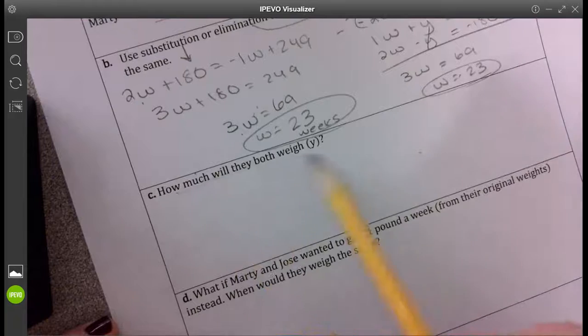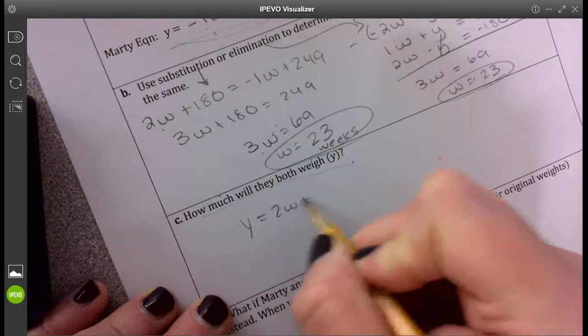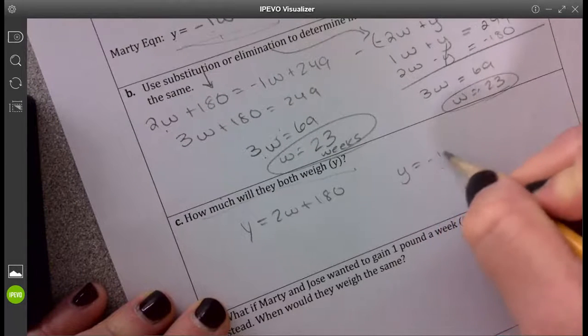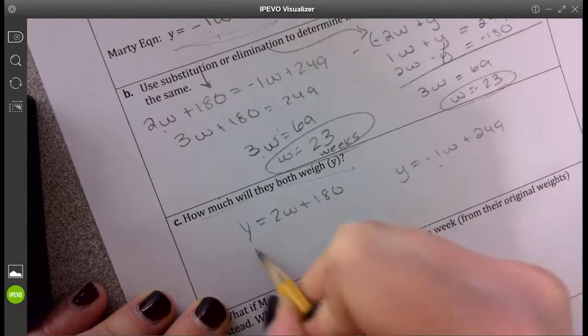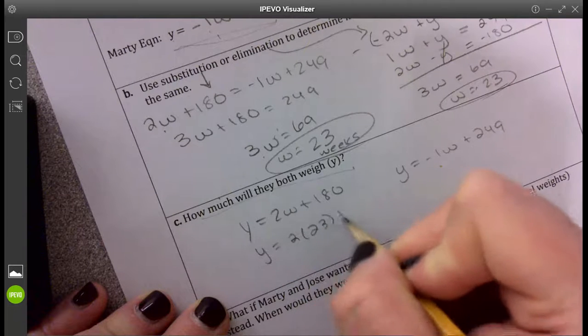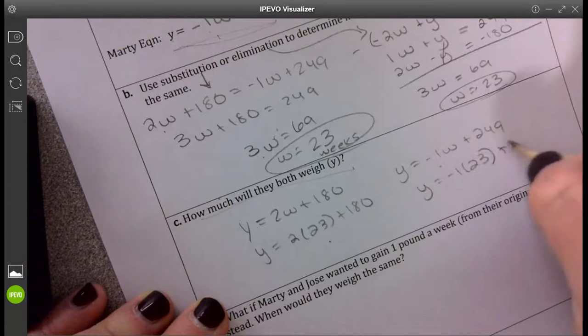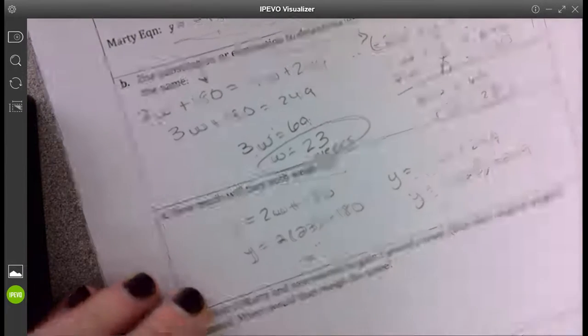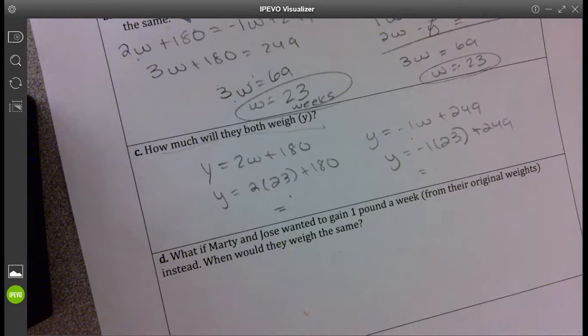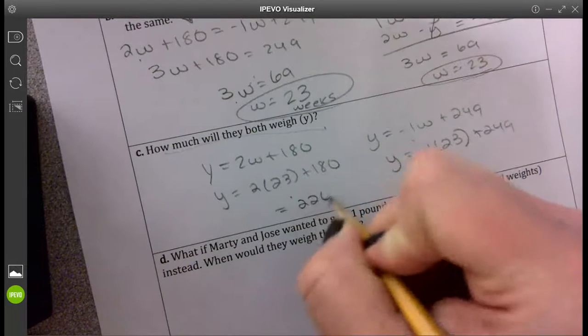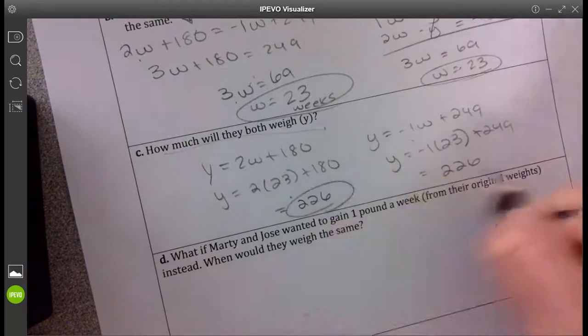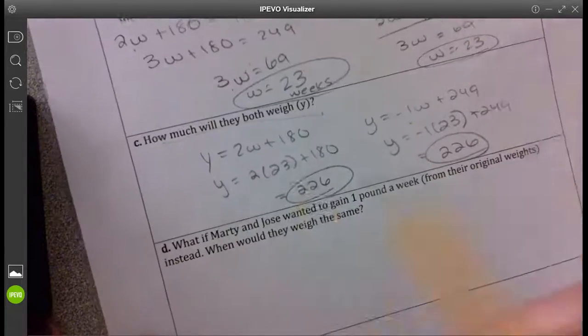Now it's asking how much will they weigh? Well, it doesn't matter which equation I use. You can pick one or the other. The whole point is this will be the same amount of time. I should plug 23 weeks in, and I should get the same weight. So no matter what Jose or Marty equation is, I should get the same amount every time, and that should be 226, like we got in our graphing calculator. So 2 times 23 plus 180 is 226. It doesn't matter which one you use.